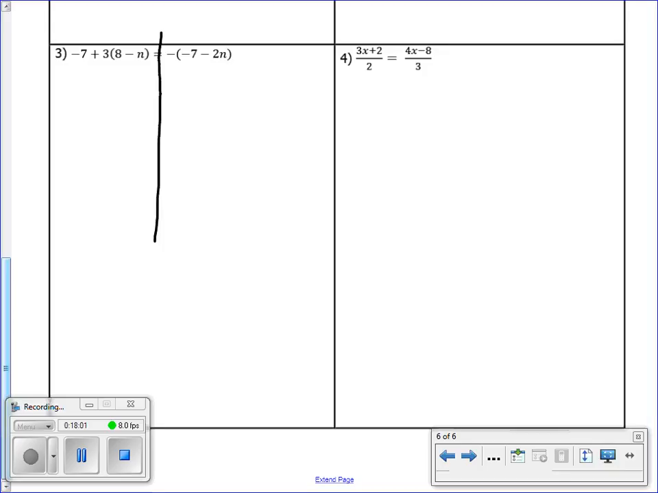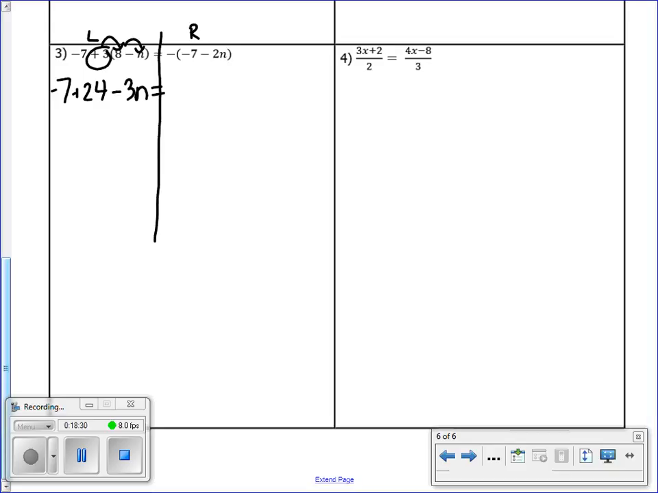Draw a line down our equal sign. We have the left and we have the right. No fractions, but I do have parentheses, so I have to use the distributive property. So we're going to take this plus 3, what's right on the outside of the parentheses, and distribute it to the 8 and the negative n. So carry down the negative 7. 3 times 8 is 24. 3 times negative n is negative 3n.